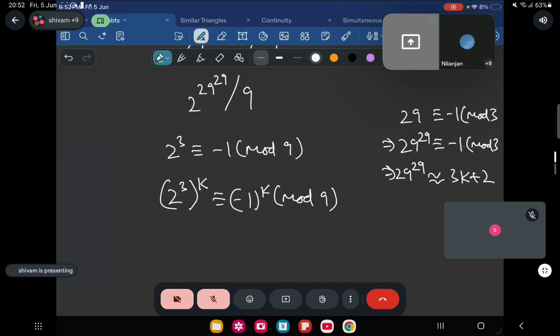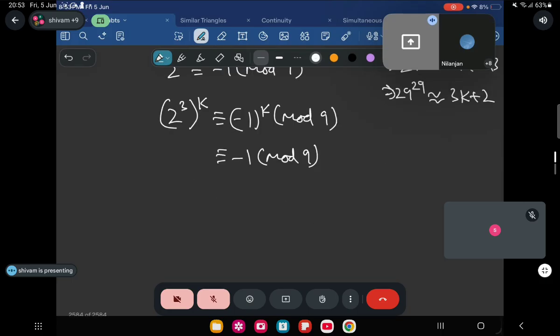Now we need to understand whether k is odd or even. That only will decide the right hand side. So tell me, is k odd or even? By looking at this, k is odd. If k is odd, then 3k will be odd, and odd plus 2 will be odd, so yes, k has to be odd. So this will be congruent to minus 1 mod 9. Is it clear?